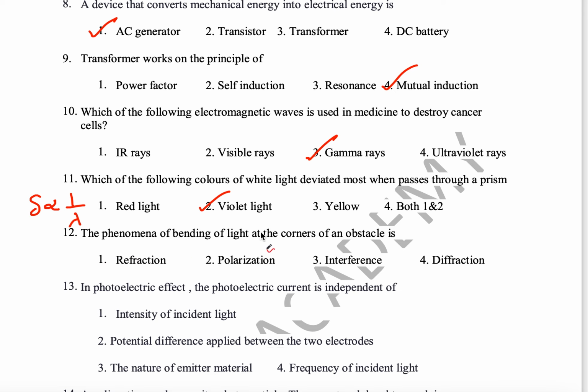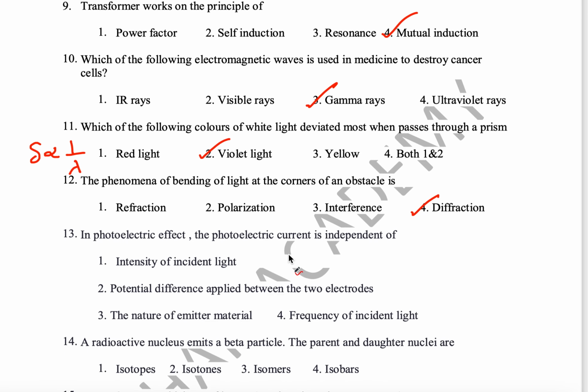The phenomenon of bending of light at the corners of an obstacle. That is a direct definition we studied, a completely theory concept. It is a definition from the wave optics chapter. Diffraction: the bending of light at the corners of an obstacle, and it enters the geometrical shadow of the obstacle. That is called diffraction.